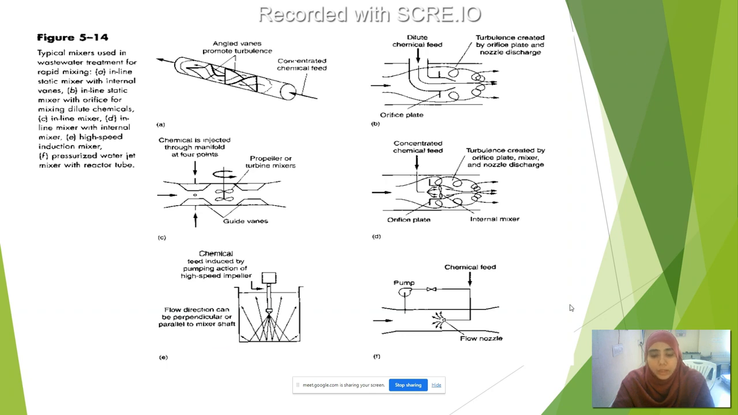As shown, a reactor tube has been added to achieve efficient mixing with the pressurized jet mixer. The power for mixing is provided by external sources, meaning a solution feed pump.